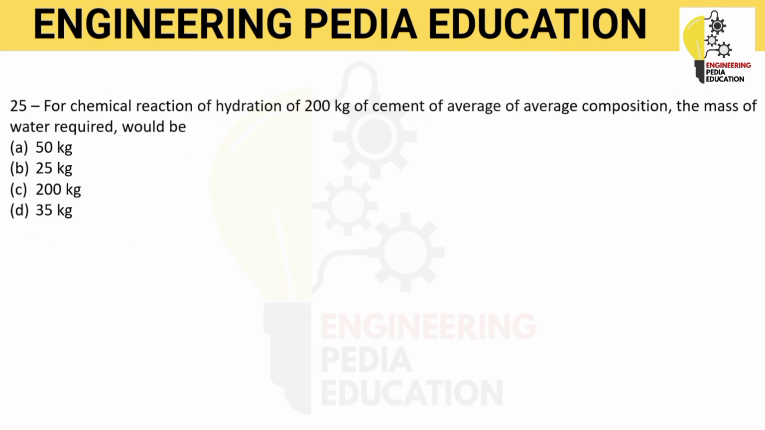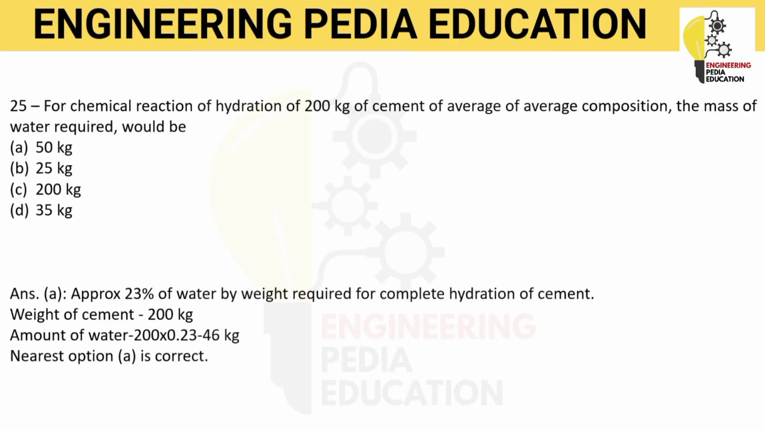For chemical reaction of hydration of 200 kg of cement of average composition, the mass of water required would be: 50 kg, 25 kg, 200 kg, 35 kg. Solution: weight of cement is given as 200 kg. Amount of water required is equal to 200 kg into 0.23, so that is somewhat 43 kg. Whereas the correct option nearby to 46 kg is 50 kg. So the correct option is A.